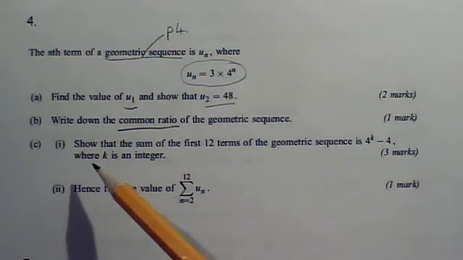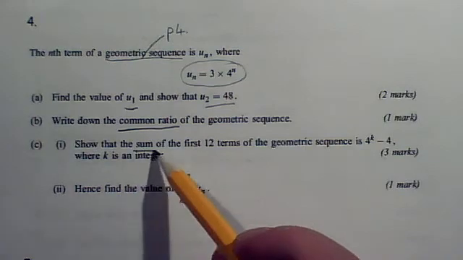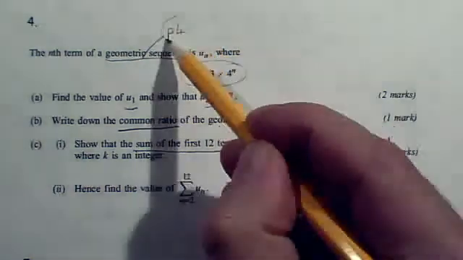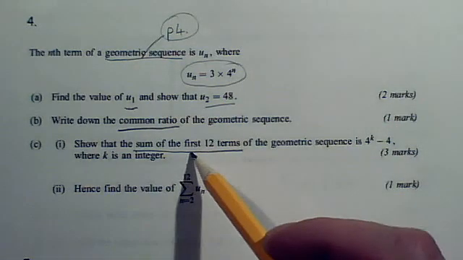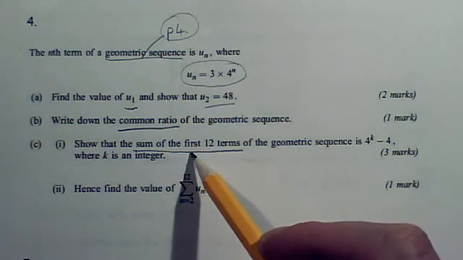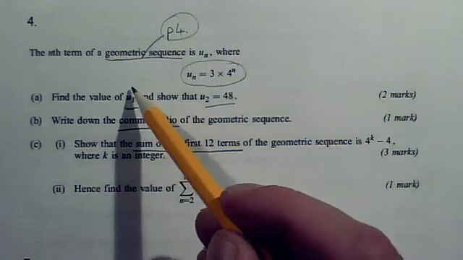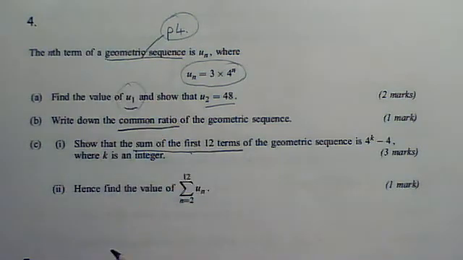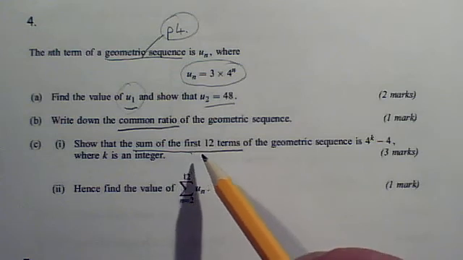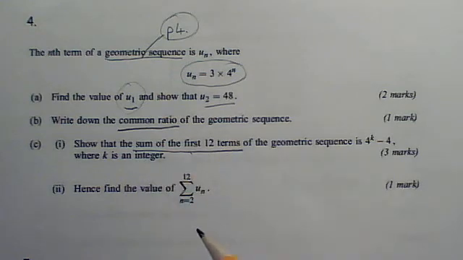In part C, show that the sum of the first 12 terms is this. So now we are going to page 4 for the formula that tells us how to sum the first n terms of the sequence. We've got a value of r, we've got the first term, called u1 here, but that's the other standard letter a, and we can plug those values into the formula for the sum of the first n terms.